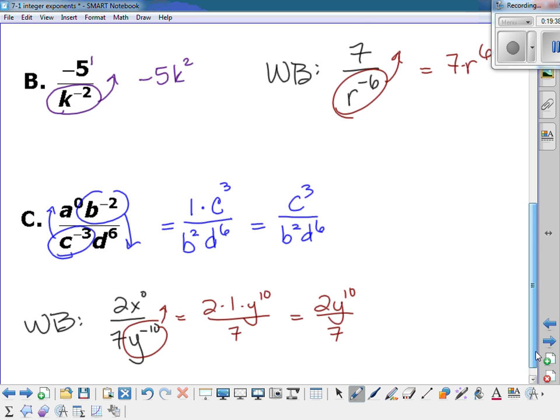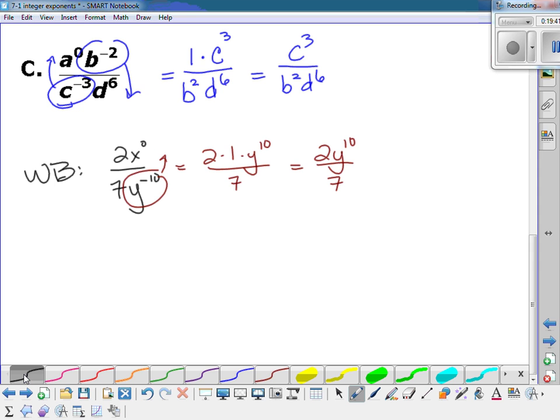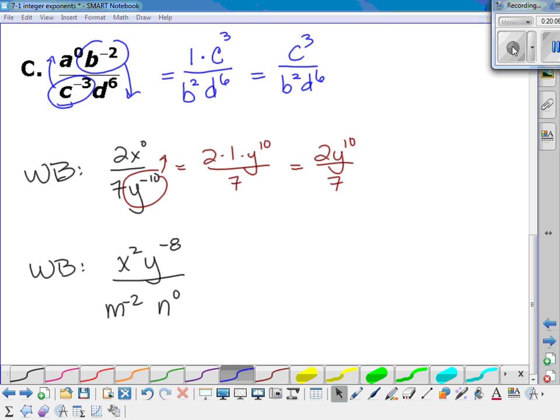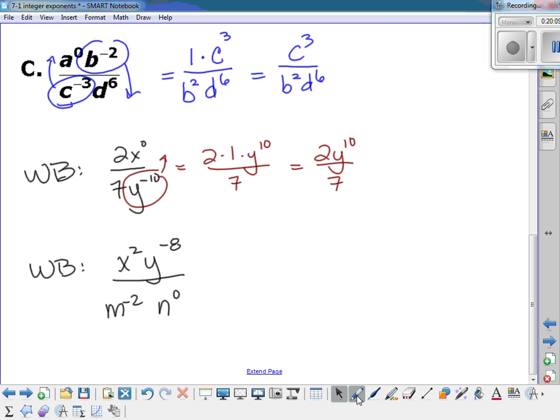Okay, one more of these. All right, we've got x squared y to the negative 8 over m to the negative 2 n to the 0 power. Okay, so y isn't happy, and m isn't happy. So we end up with x squared, m squared on top, and y to the 8th on the bottom, because n to the 0 is just equal to 1.